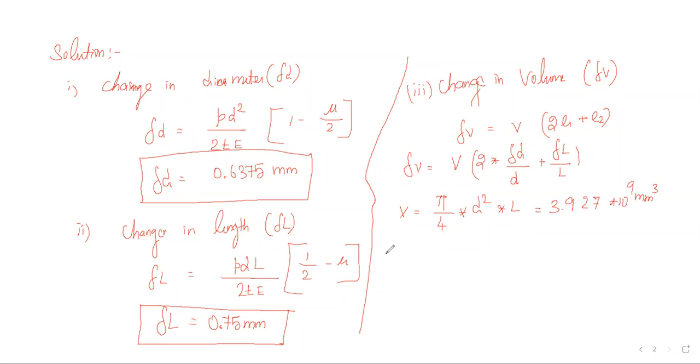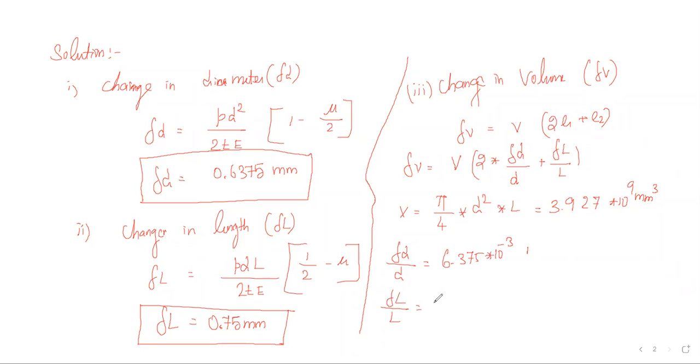Okay. Next del D by D. So del D we know that 0.6375 divided by dia 1000. So it becomes 6.375 into 10 to the power minus 3, no unit. Okay.